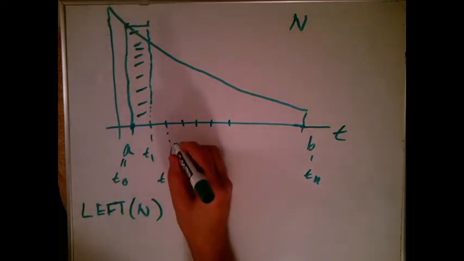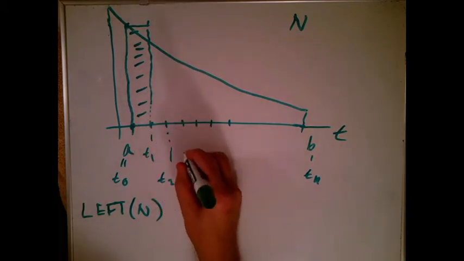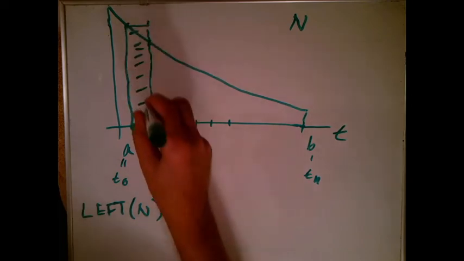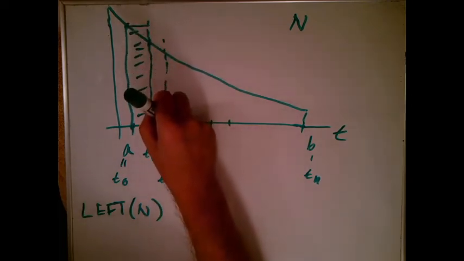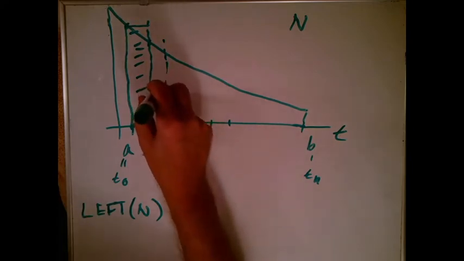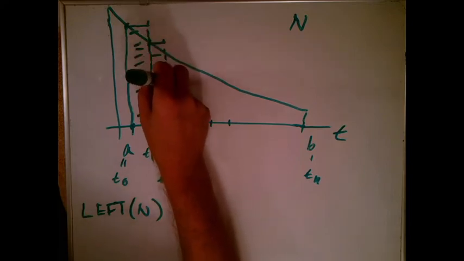Now, if I want to do the second one, I'm going to go to the second interval. I go to the left end point. From the left end point, I go up to the graph. I like to draw the sides first. You can do what you want. And so in that second interval, I go to the left end point, I go up to the graph, and I go like this.